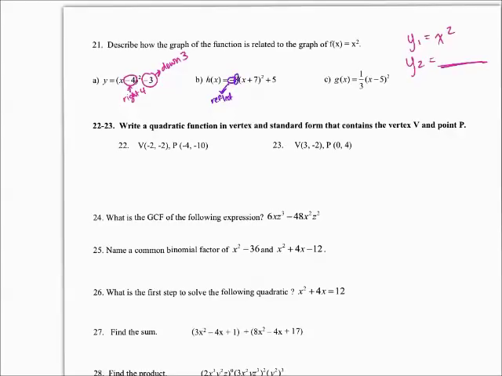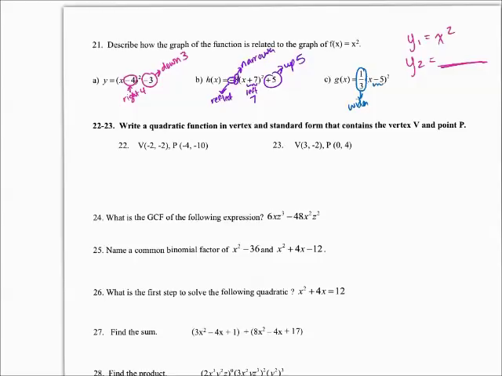The 8 is going to make it get narrower because it is higher than 1. Remember that we can also use the word stretch for narrower. Then this +7 means that it's going to shift left 7, and then the +5 means that it's going to shift up 5. And then finally C, the 1/3 in front, since it is less than 1, means that it is going to get wider.